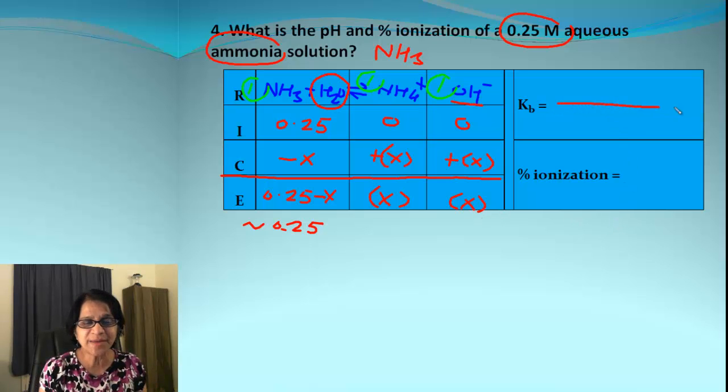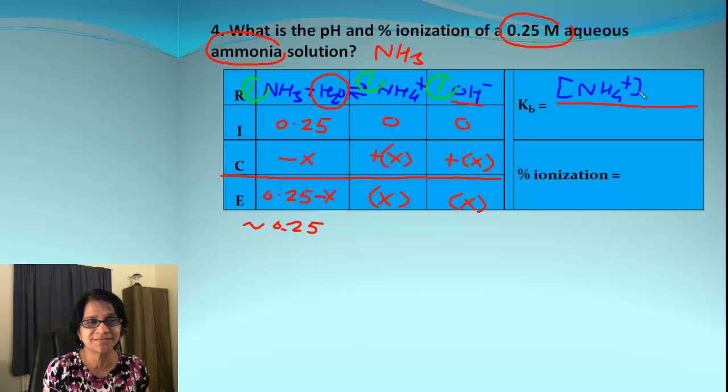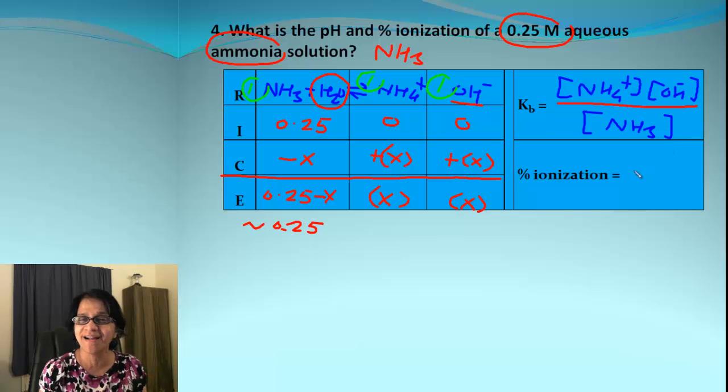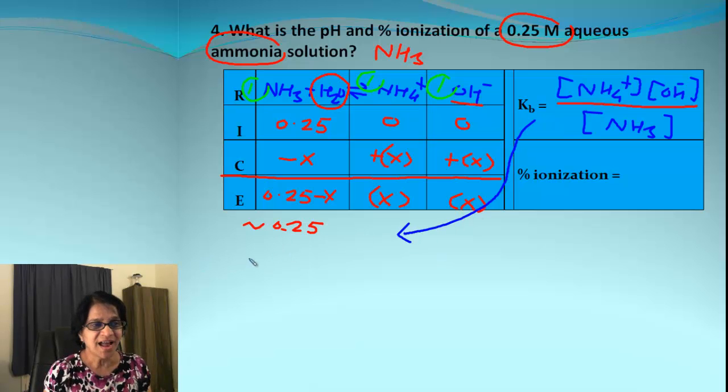What is the value for Kb? It is products divided by reactants. The products are the ammonium ion times the hydroxide ion, and the reactant is nothing but only ammonia. Water is liquid, so we won't consider that. Now we are going to put the value for Kb and also the values which we obtain at equilibrium concentration there.